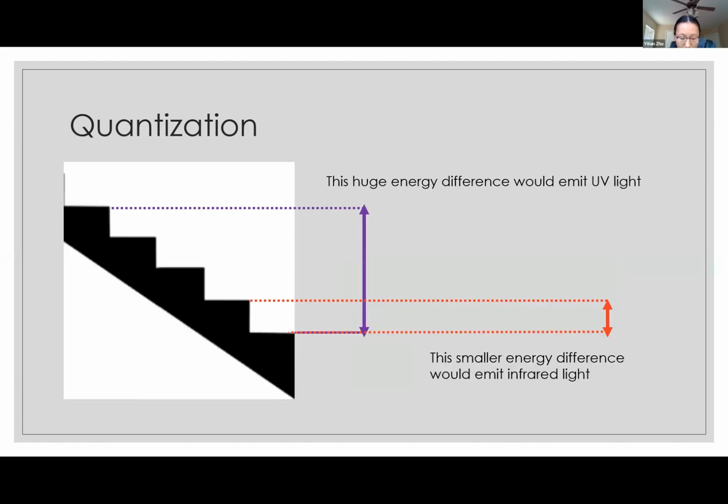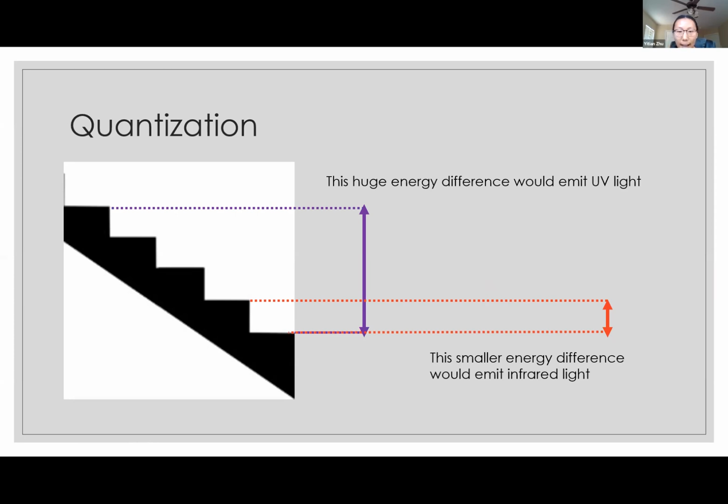Okay, so next slide. Max Planck said that the only way to emit UV light was to release a ton of energy. So as you can see, from the top step to the bottom step, that's a huge energy difference, and that would release a lot of energy. But remember from the equations we discussed earlier that UV light contains a lot more energy in its photons than infrared light. But what if the temperature is not enough to become UV light? Then you'll have to emit infrared light, right? Because you're not that hot.